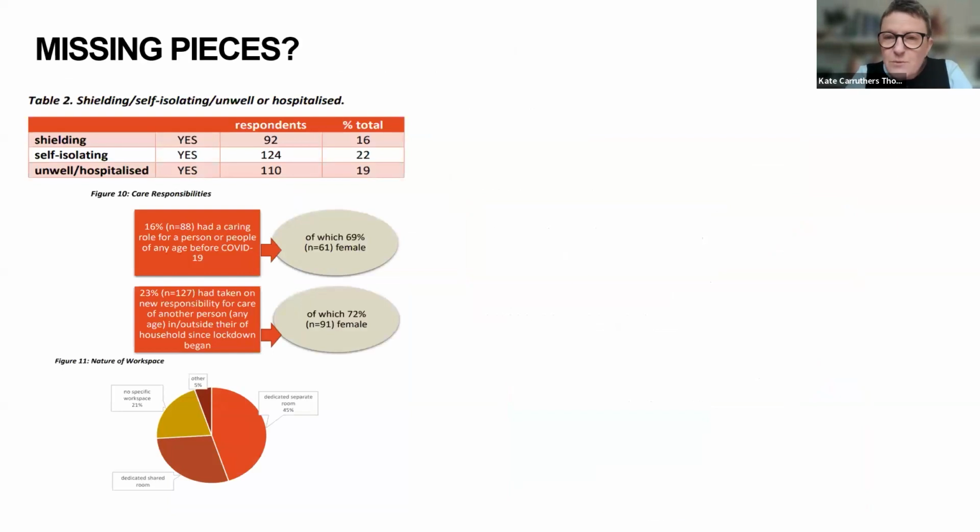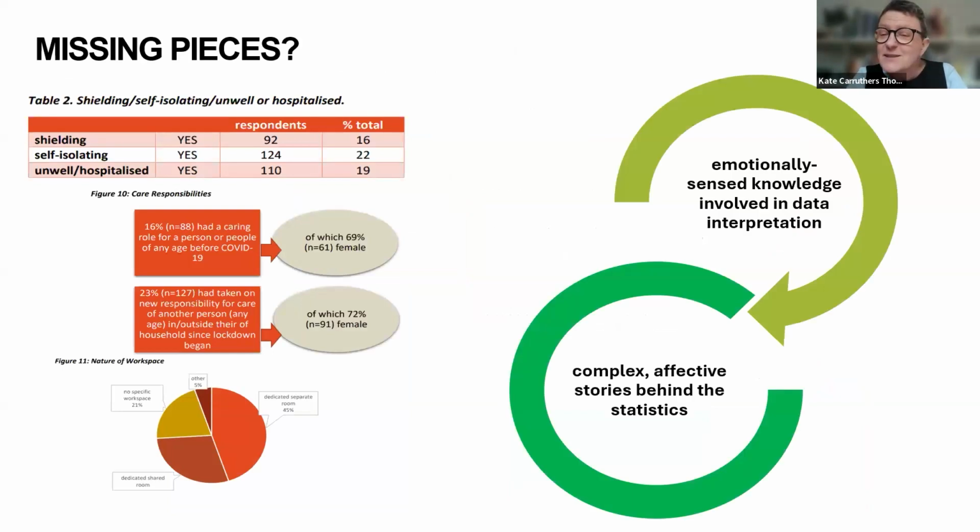So as a qualitative interpretivist researcher, what I was missing was the emotionally sensed knowledge I would normally use in interpreting the data. What I was missing was the complex, affective stories behind the statistics that I glimpsed in the free text responses in the survey. So I decided to use my graphic social science practice as a way to resolve these missing pieces, to transform the graphs and charts and bullet points of the survey report into a hand-drawn graphic narrative. And that required a lengthy, rigorous process of creative data analysis.